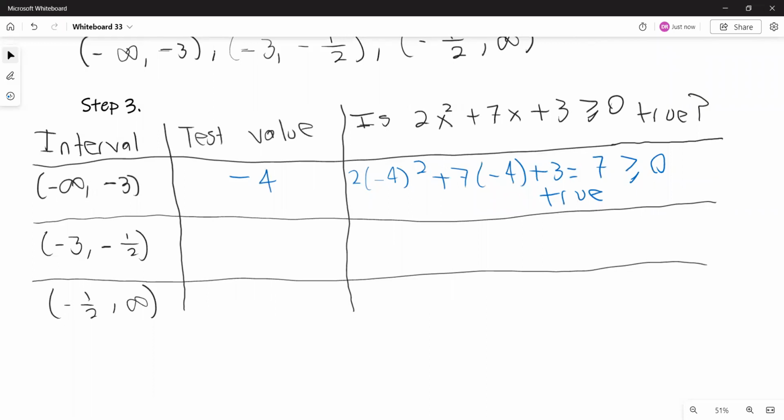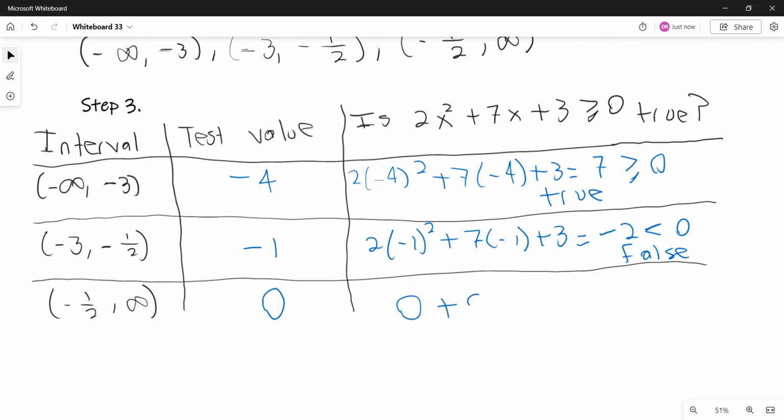Next, in the interval -3 to -1/2, we pick -1. So this is 2 minus 7 plus 3. 2 minus 7 is -5, and -5 plus 3 is -2. So this is negative, and the statement is false. For -1/2 to infinity, the easiest value I can think of is 0. That's 0 plus 3, which is 3, and that is indeed greater than or equal to 0.